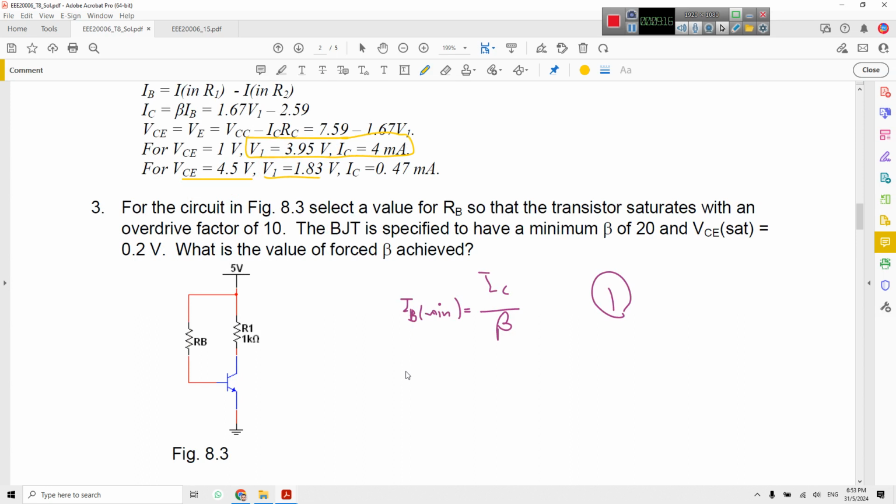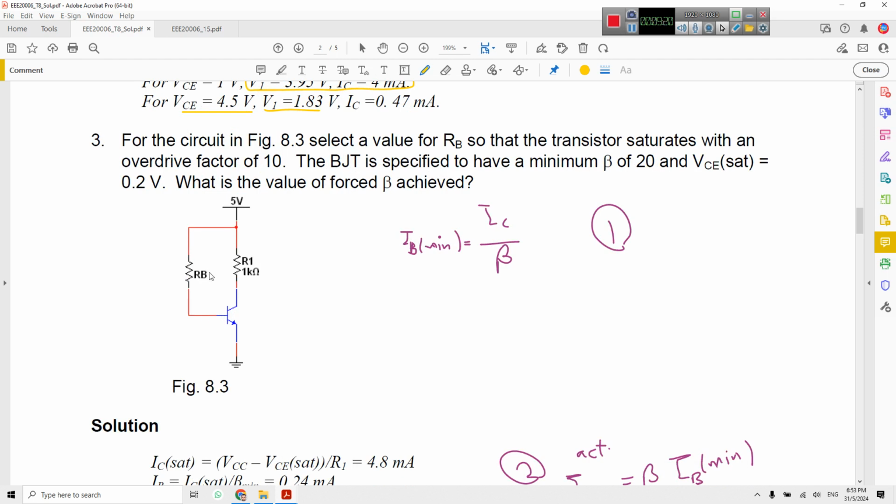Next one, this circuit asks you to find RB in such a way that the overdrive factor equals 10. The BJT is specified to have a minimum beta of 20, and the VCE in saturation is 0.2 volt. What is the forced value for beta?